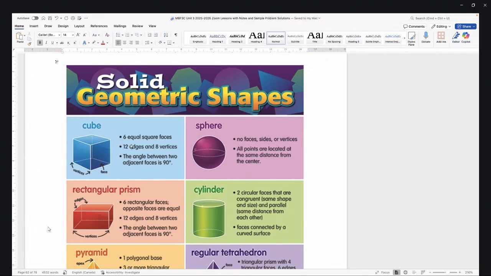We have the same thing with the cube. There are going to be 12 edges and 8 vertices, and all of the angles at adjacent faces are going to be 90 degrees or right angles.